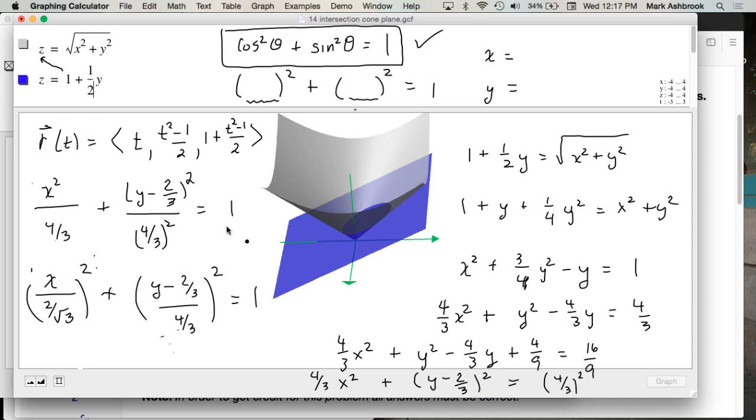So now we can let what's inside the parentheses be cosine t, and what's inside the other parentheses be sine t, because cosine squared plus sine squared equals 1. Does that make sense? So what will x be? X will equal 2 over radical 3 cosine t. If that whole thing is cosine t, then x is 2 over radical 3 times cosine t. And if this whole thing is sine t, then what's y? 4/3 sine t plus 2/3.